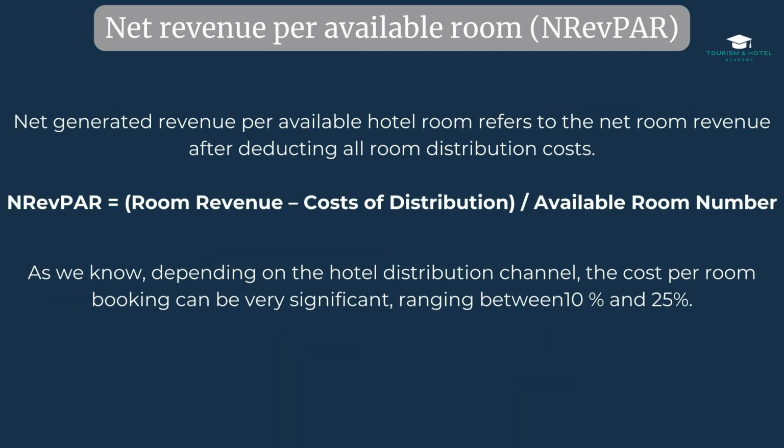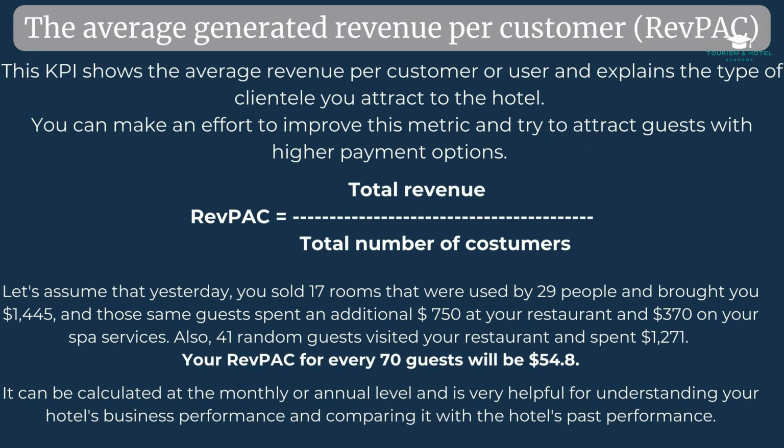Net revenue per available room, or NREVPAR. Net generated revenue per available hotel room refers to the net room revenue after deducting all room distribution costs. So NREVPAR equals room revenue minus cost of distribution, divided by the available room number. As we know, depending on the hotel distribution channel, the cost per room booking can be very significant, ranging between 10% and 25%.